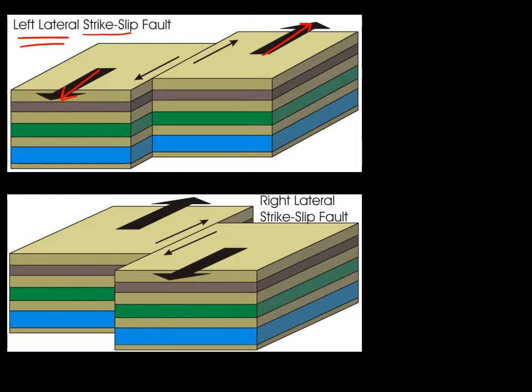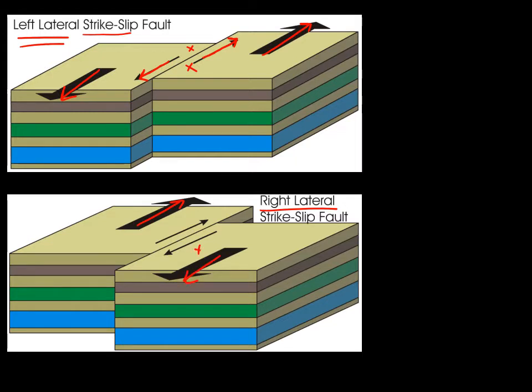Here's what left lateral means. If you were to stand on this side and watch the other piece of crust, it would be moving to your left. If you were to stand on this side and watch the other side, it would again be moving to your left. In either case, the other side is always, from your perspective, moving to your left. Similarly, a right lateral strike-slip fault, here we have the pieces of crust moving this way.